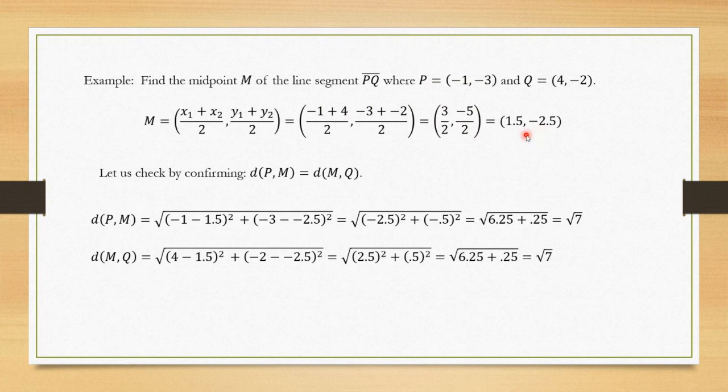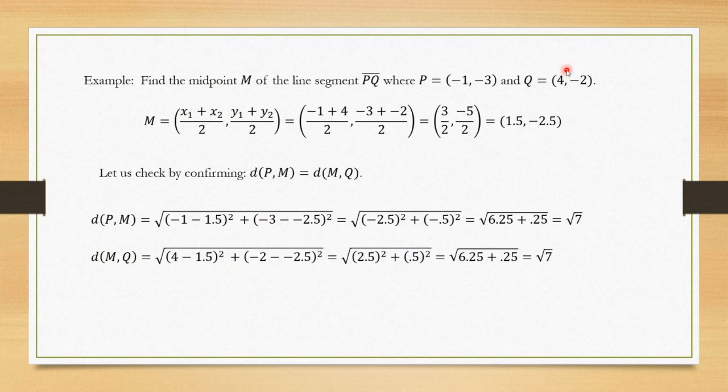But let's just check at least this requirement. Normally, again, you would have to see, is it on the same line as P and Q? But let's just check the distance part. So we subtract the x-coordinates. We have negative 1 minus 1.5 squared plus negative 3 minus negative 2.5 squared. Again, we're subtracting the x-coordinates, squaring. Subtracting the y-coordinates, we square. We're going to add these squares, right? So we have negative 2.5 squared plus negative 0.5 squared. Then we have to take the square root of the sum, and we get the square root of 7.